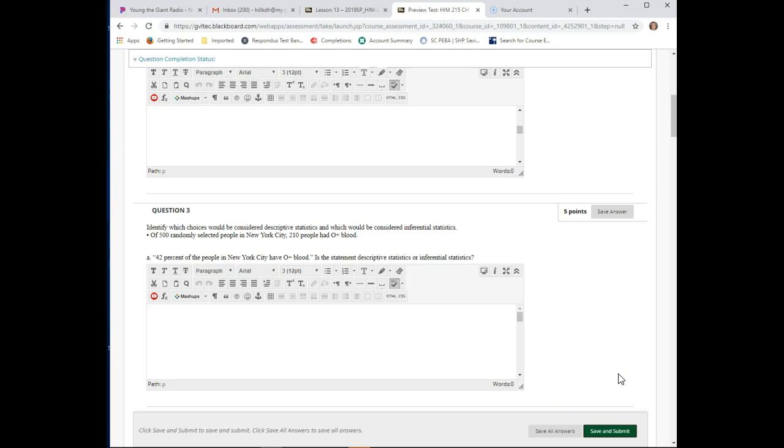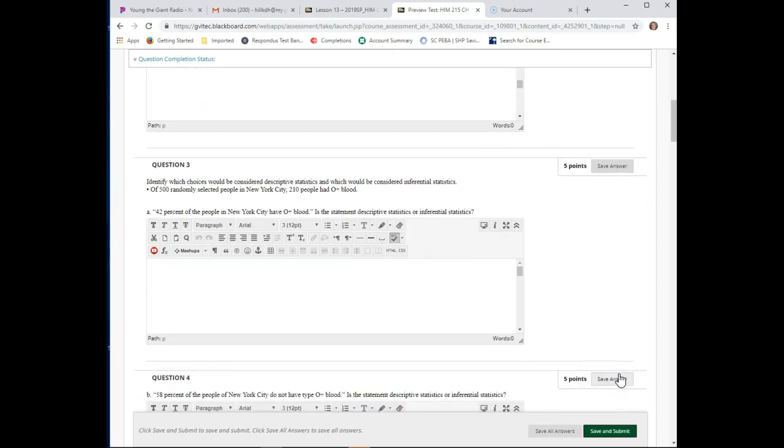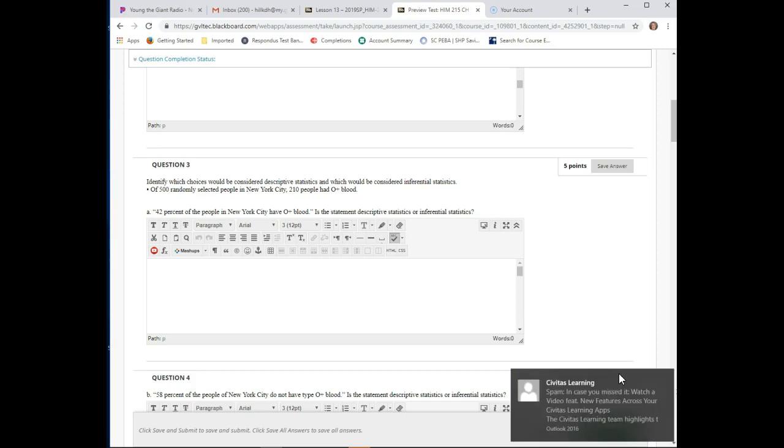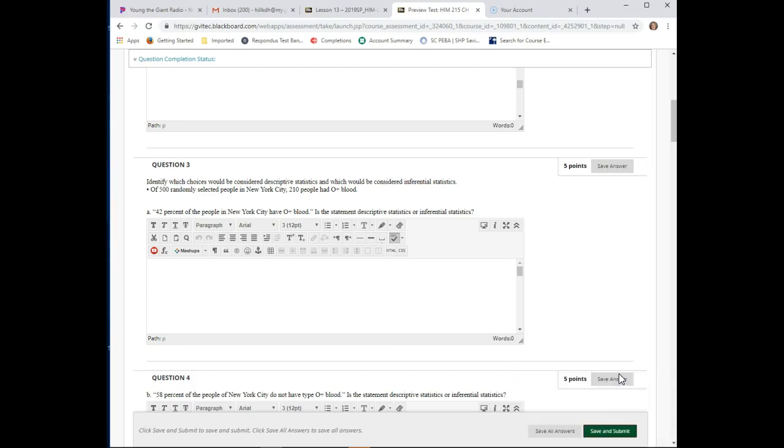So now, question 3: identify which choices would be considered descriptive statistics and which would be considered inferential statistics. Of 500 randomly selected people in New York City, 210 people had O positive blood. Okay, so that's the main statement. So basically your question A, for question 3, is: 42% of the people in New York City have O positive blood. Is the statement descriptive or inferential?